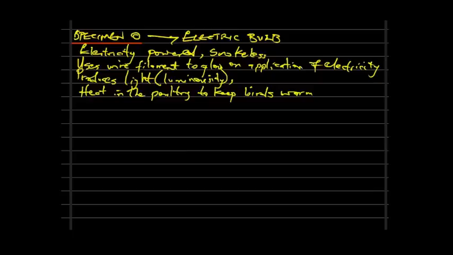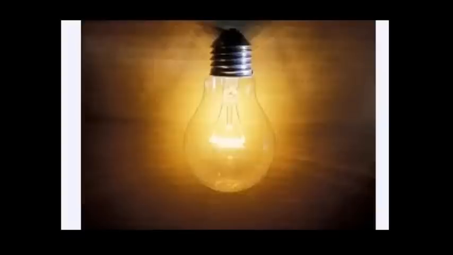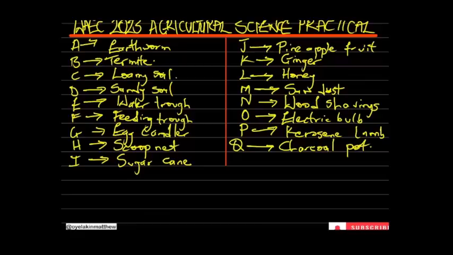Let us quickly see a picture showing the specimen O. These are examples showing a bulb. You can see it. This thing in the middle here is what we refer to as the wire filament. It is that thing that glows, that gives out the luminosity, and then the filament gets heated up and starts to radiate the heat to the surrounding. So this is an example of the filament.